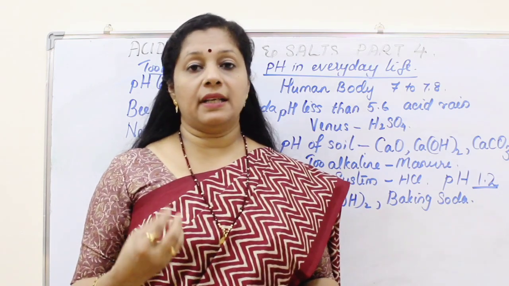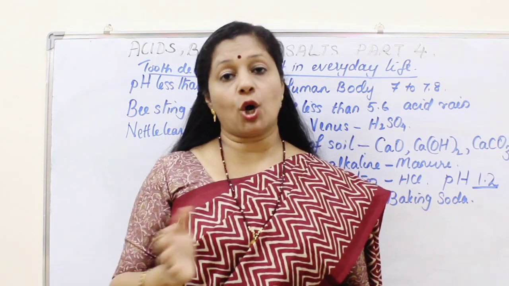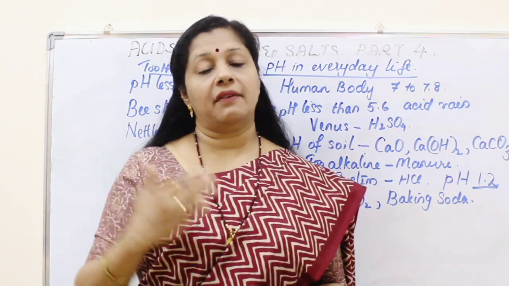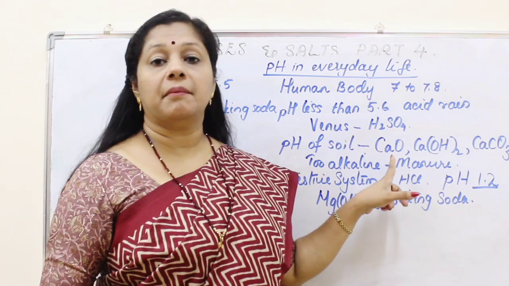So if your soil is found to be acidic, we need to make it basic, or we have to neutralize it. So to neutralize acid, what should we add? We have to add a base. For that, to the soil we can apply calcium oxide.